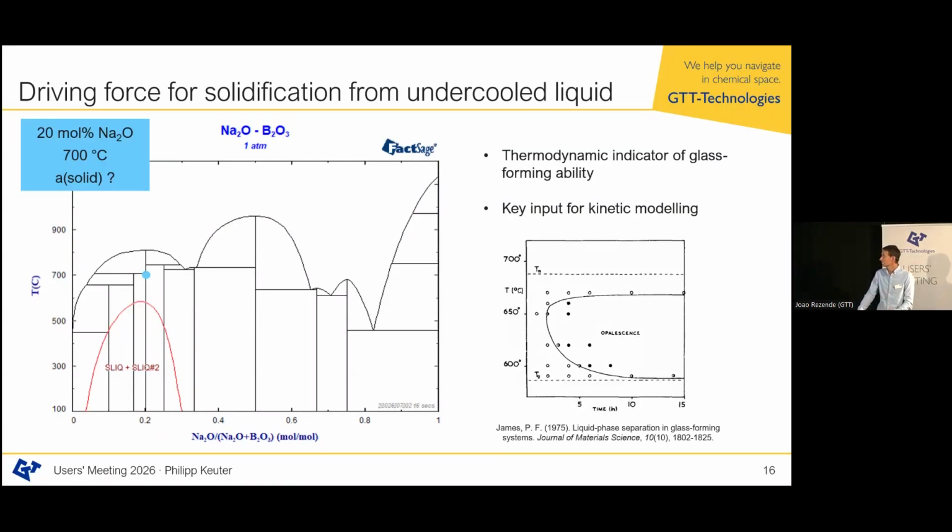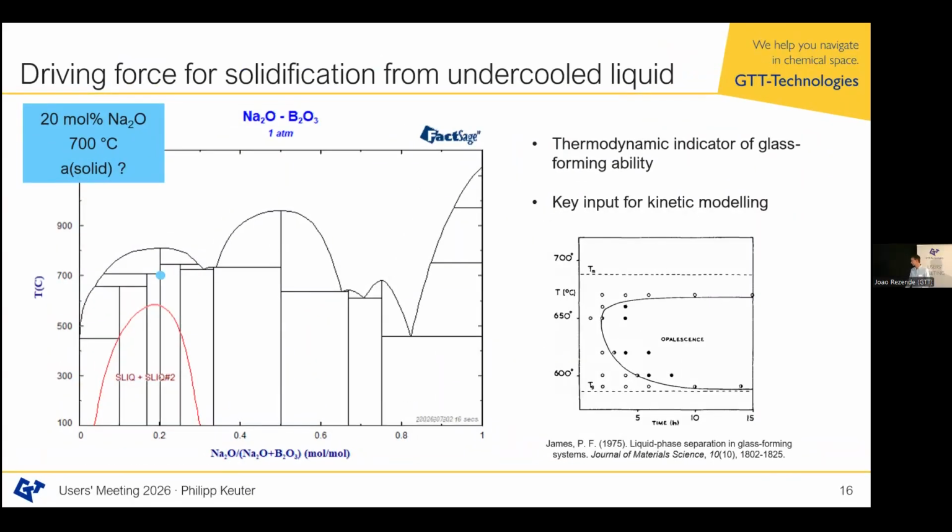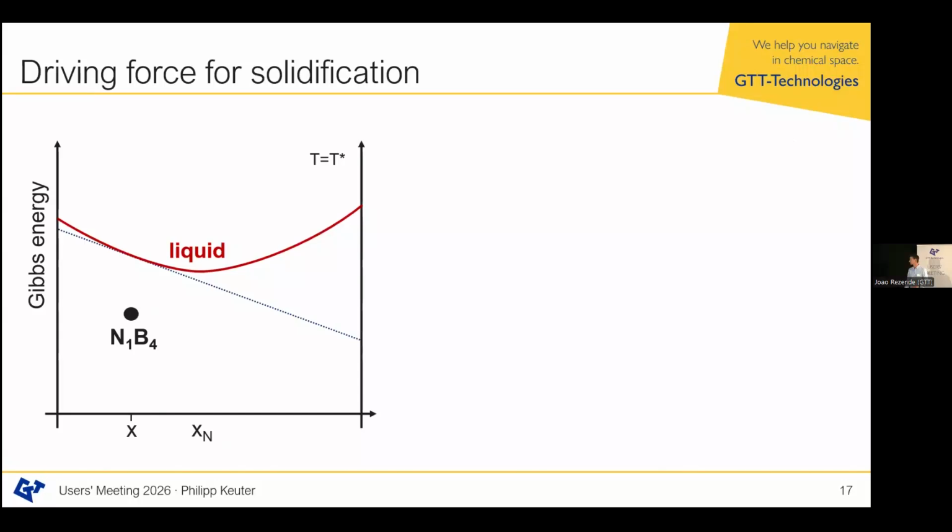This driving force is a very important thermodynamic indicator for glass forming ability and a key ingredient for more advanced kinetic modeling. So we should know how to calculate it and how to apply it, for example, to construct TTT diagrams or some other kinetic models. From a theoretical perspective, what we aim to do.